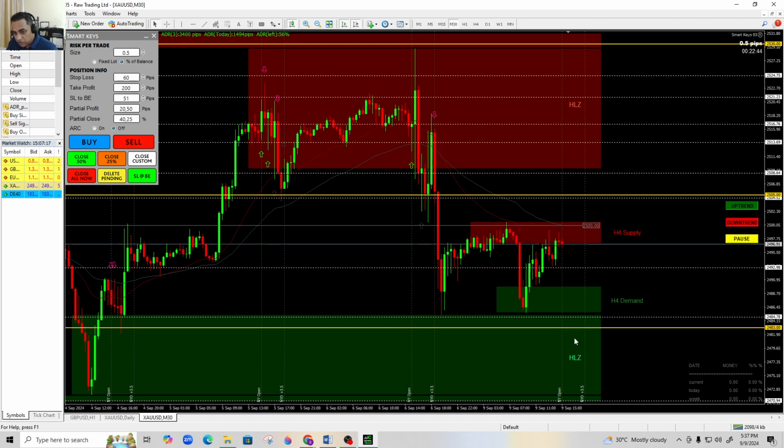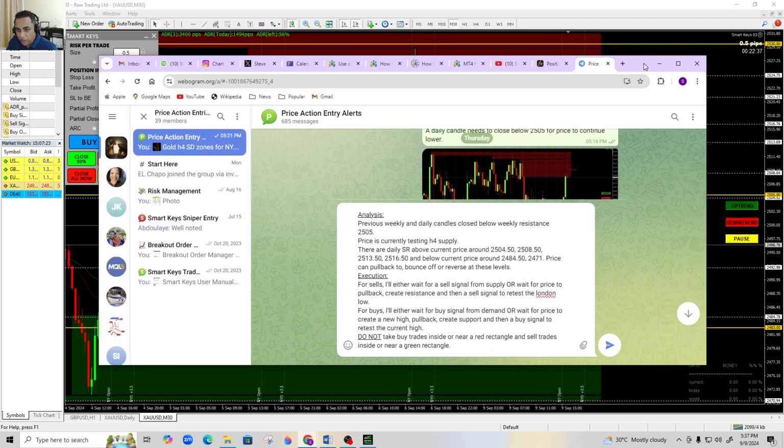There's a demand zone here. You should only be looking to take a buy trade in this area and not to sell in this area, right? So that's what I mean by do not take buy trades inside a red rectangle and sell trades inside a green rectangle, right?